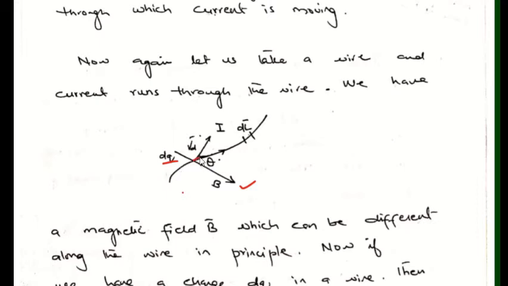Now if I consider this small length element over here, the charges that are moving with drift velocity in this length element will have a direction like this. So I can place the direction of VD and the direction of B like this. So there will be an angle theta between them.